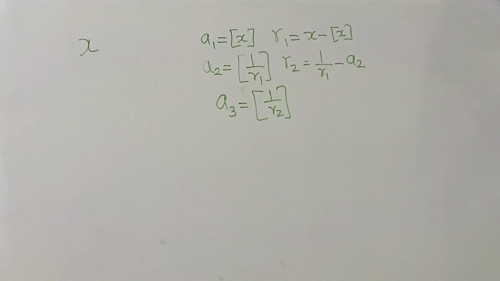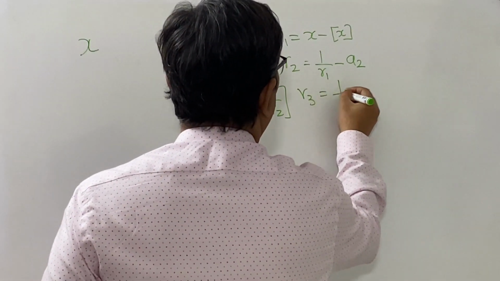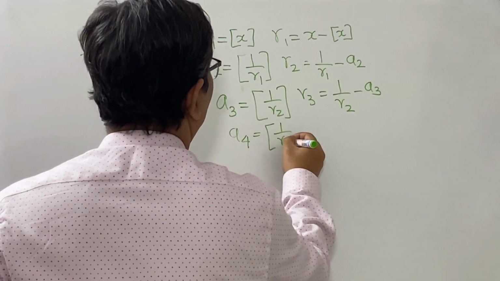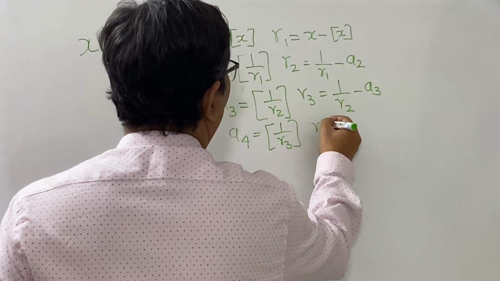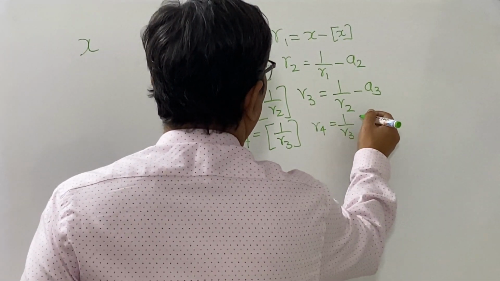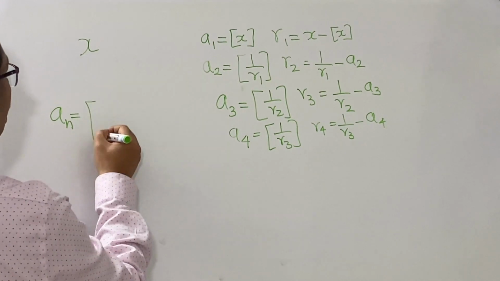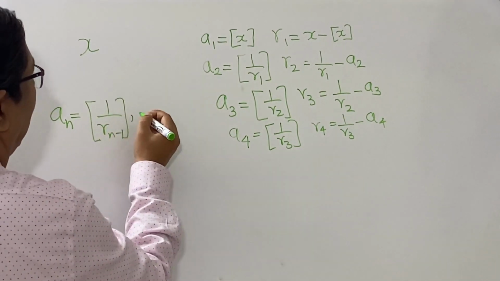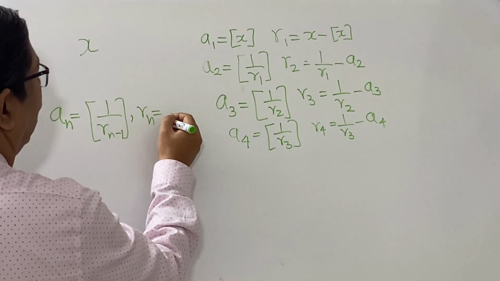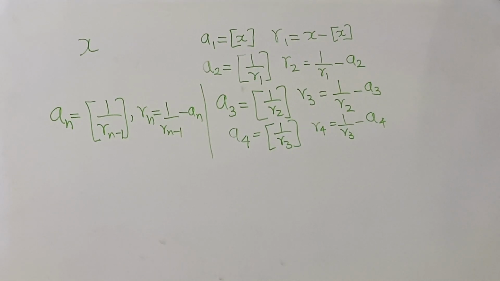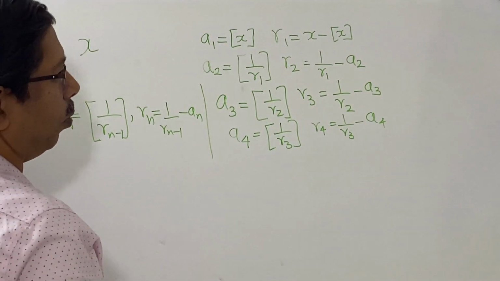a3 would be the greatest integer less than or equal to 1 by r2, and r3 will be 1 by r2 minus a3. a4 would be the greatest integer less than or equal to 1 by r3, and r4 will be 1 by r3 minus a4. So we can see that in general our an will be the greatest integer less than or equal to 1 by r(n-1), and rn will be 1 by r(n-1) minus an. If at any stage rn becomes 0, the process stops.